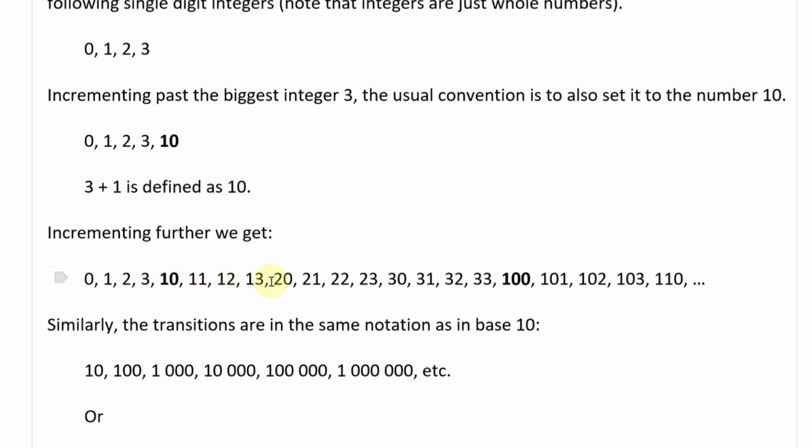Then 11, 12, 13, and then we get to 20, and we keep going, 21, 22, 23, then 30, because remember, we're going in 4s. The next ones are 31, 32, 33, but there is no number 4, so it's maxed out, so we jump to 100. So this is number 100 in base 4. And then we go exactly the same as base 10, but we cut off at the 3. So 101, 102, 103, and then 110. Yeah, so we just jump there.